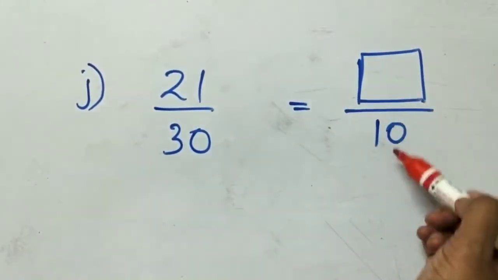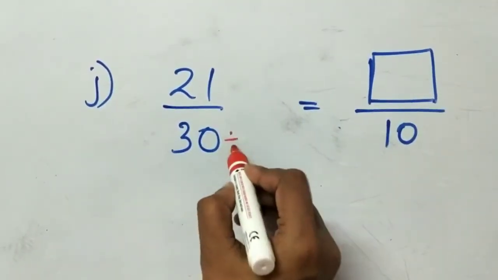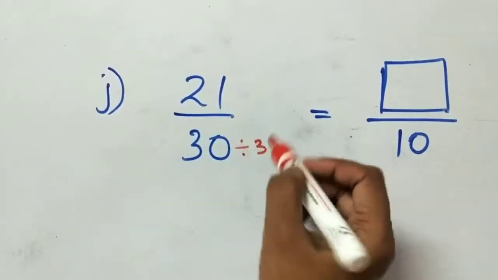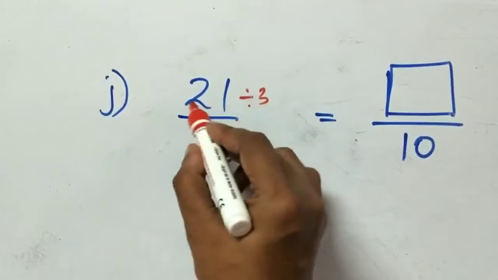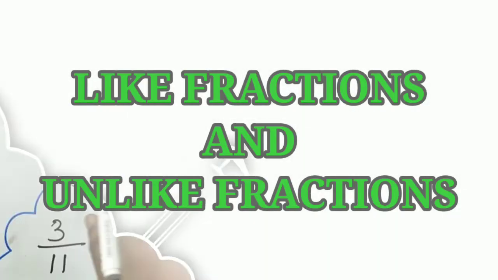21 divided by 30 equals dash by 10. 30 divided by which number is 10? 30 divided by 3. So 21 divided by 3 equals 7. 7 by 10.